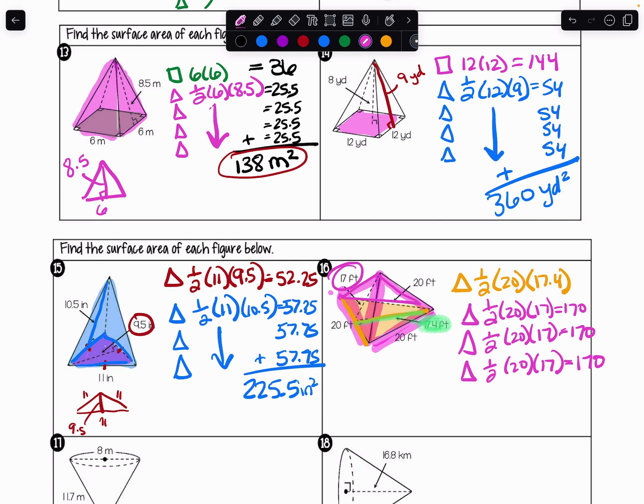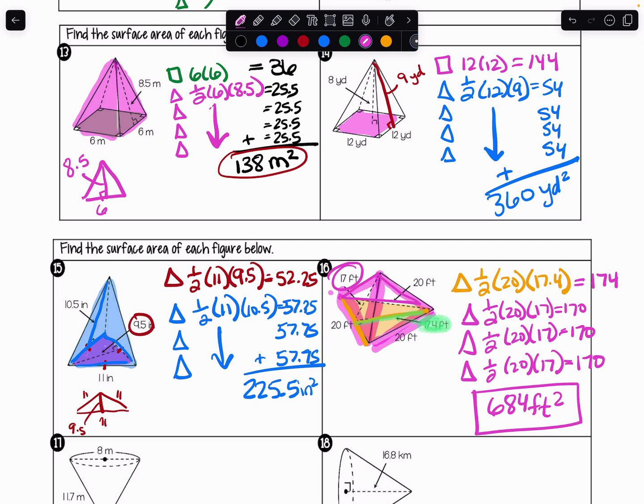Who doesn't love doing one more math problem? Oh, this is 10 times 17.4. So we have 170 times 3 plus 174. 684 feet squared. Okay, now let's get into the surface area of a cone.